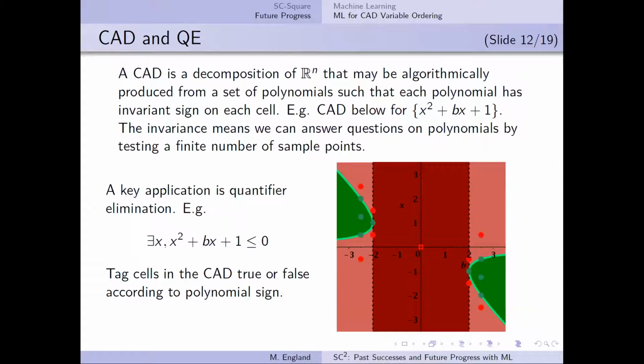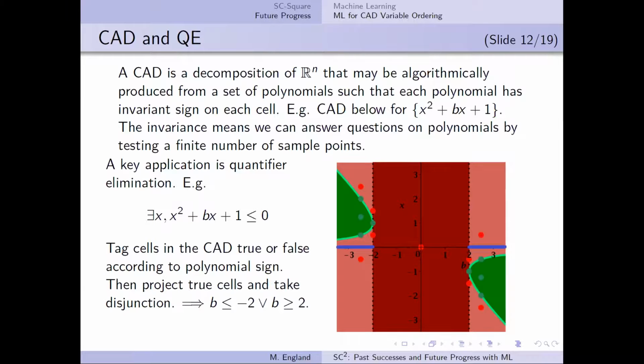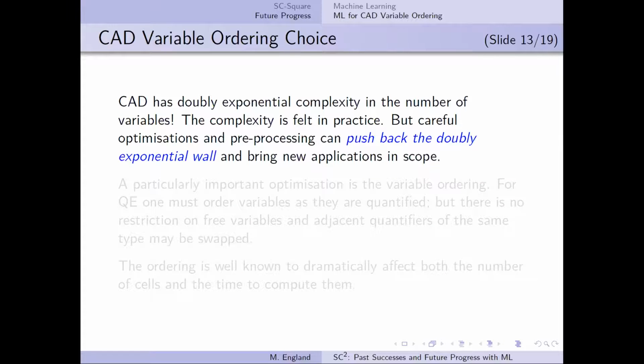So I could build my CAD, tag each of my cells true or false for the statement just by testing the sample point, substituting it in, seeing if it's true or false. And then where I have true cells are the values of b for which there does exist such an x. And so here I get my quantifier-free statement coming out. Of course, quantifier elimination has within it satisfiability as a subproblem. So what is it that I've been using machine learning for?